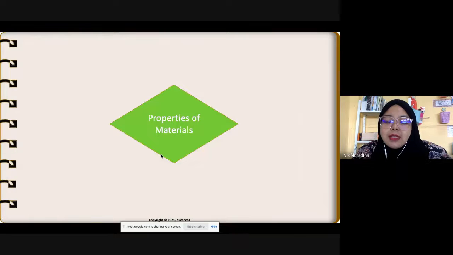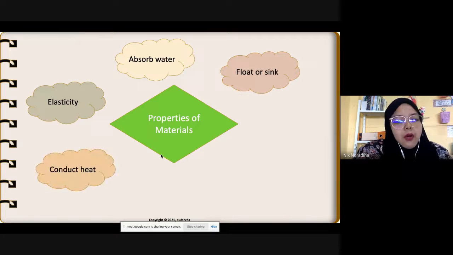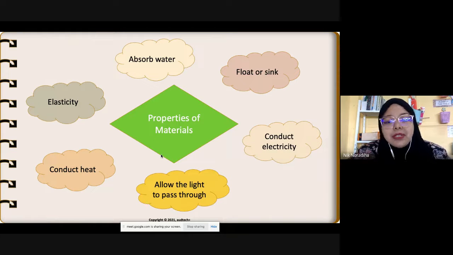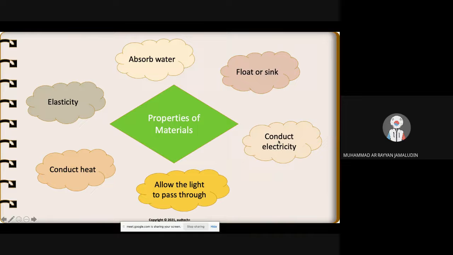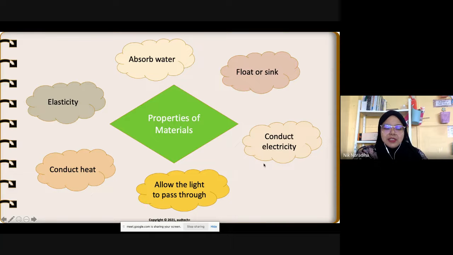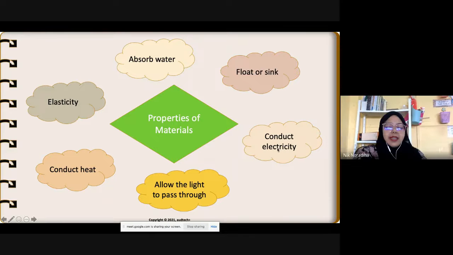Right, so properties of materials, we have 1, 2, 3, 4, 5, and 6 that you need to know, okay? Absorb water or waterproof, float or sink, whether that object can float or sink. Teacher wants you to read for teacher. Ryan, the third one, what is the third one? This one, help teacher to read this one. Conduct electricity. Yes, whether that object can conduct electricity or not.